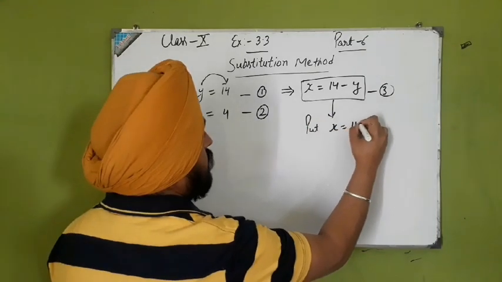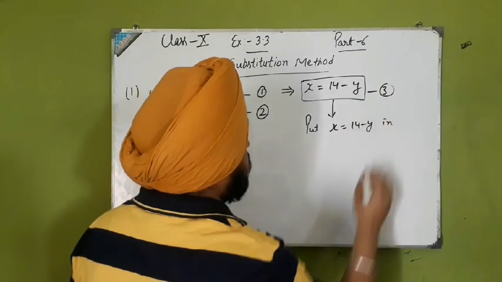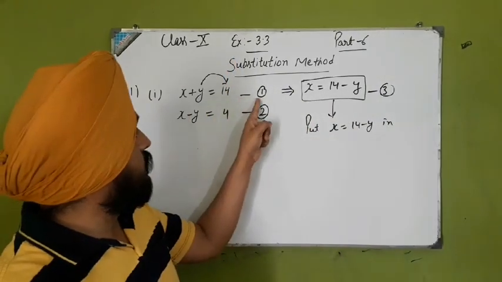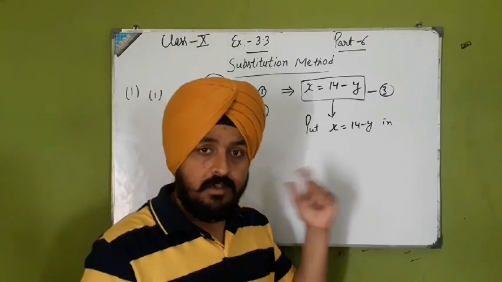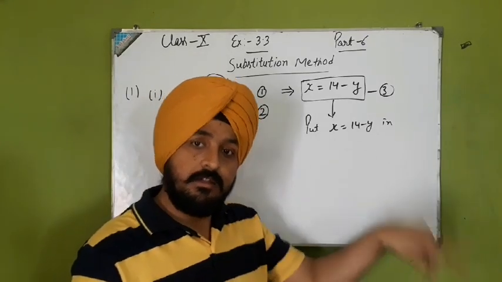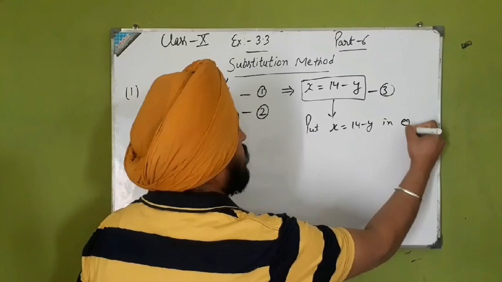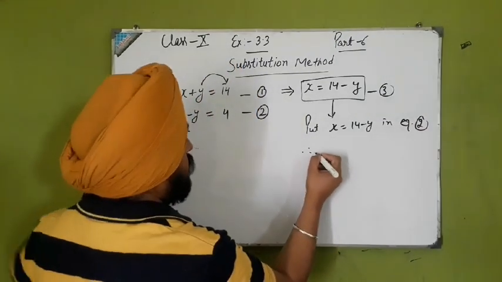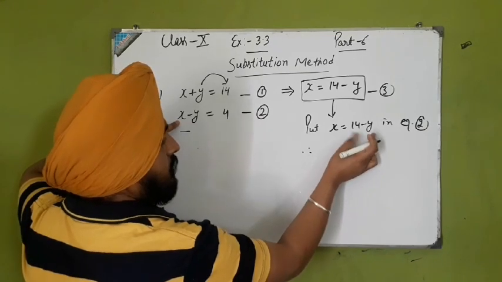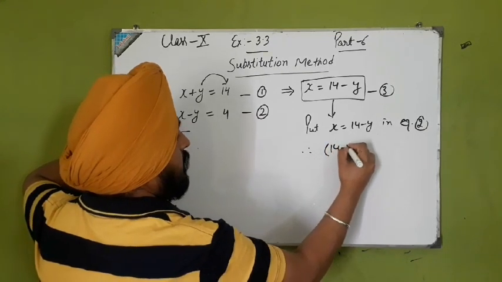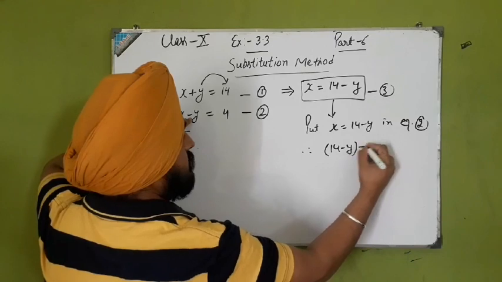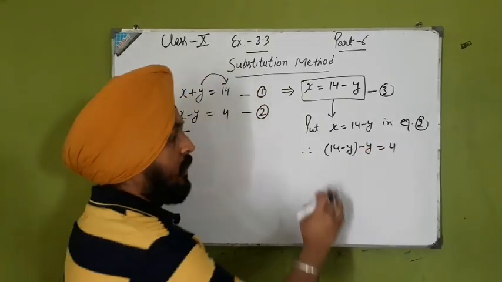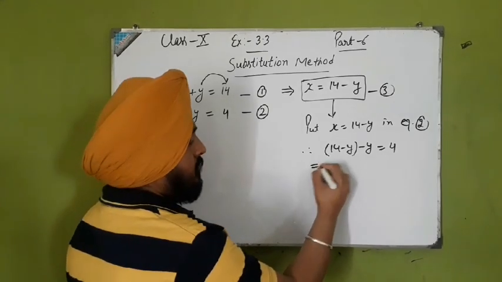After that you have to put this value right here. Put x is equal to 14 minus y. This value of x we have calculated from which equation? From equation first. Now this value of x you have to put in another equation, which is equation number second. So the second equation becomes, in place of x we have to write 14 minus y, and it is equal to 4. Understood? Now you have to solve the bracket.